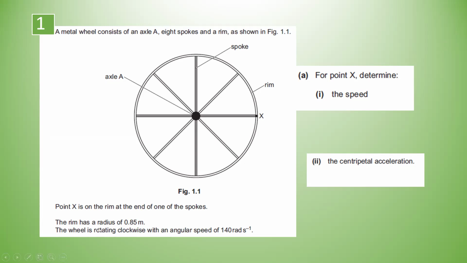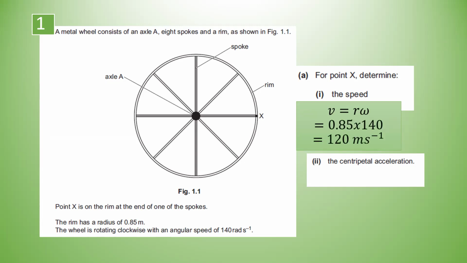Okay, the rim has a radius of 0.85 meter. The wheel is rotating clockwise with an angular speed of 140 radian per second. For point X, determine the speed. How to calculate the speed? V equals omega R. So 140 times 0.85. V equals R omega. Put in your value. Good. Calculate out.